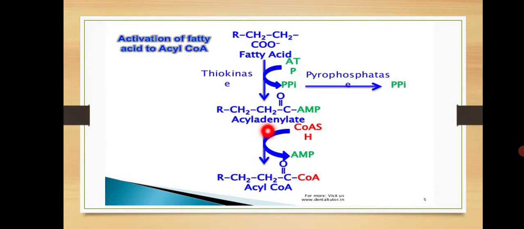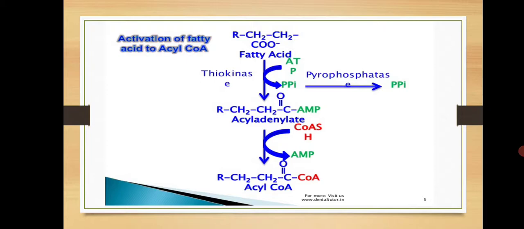This acyl adenylate is converted into acyl CoA. There is addition of CoA. Okay, so this is the structure of acyl CoA, which is the first stage of beta fatty acid oxidation. Why? Because here we want the activation, the active form of the fatty acid, and we know that the active form of the fatty acid is acyl CoA.